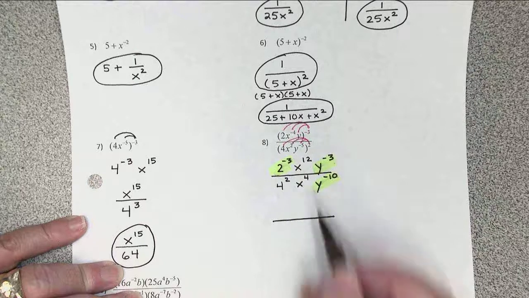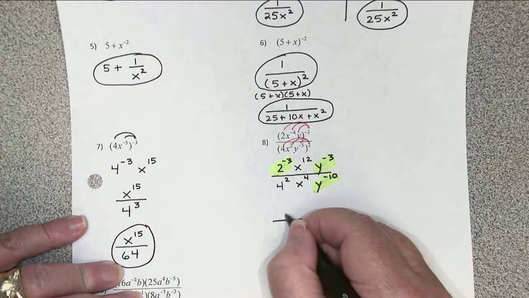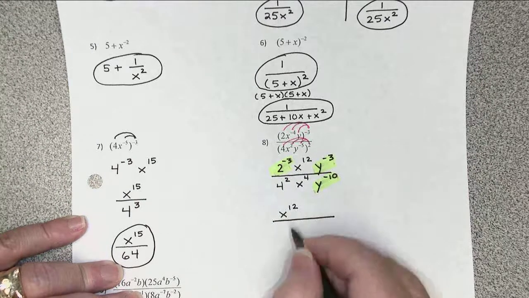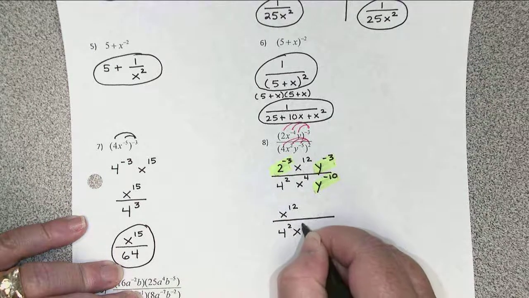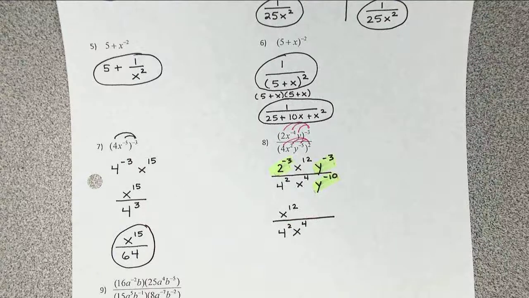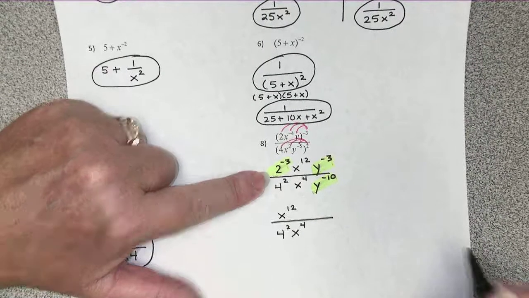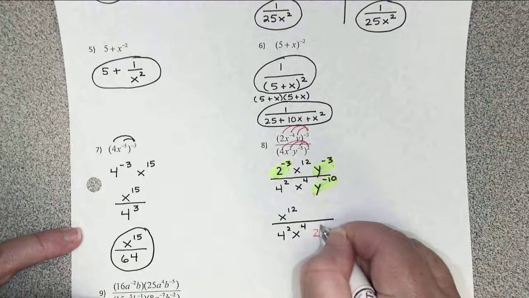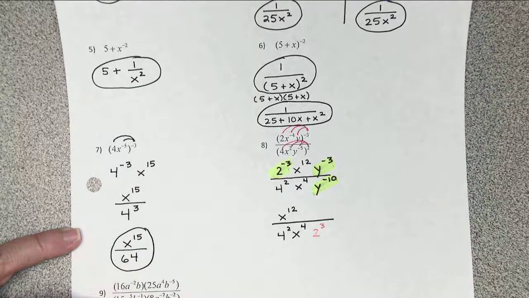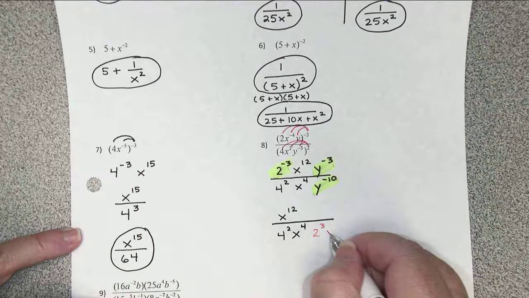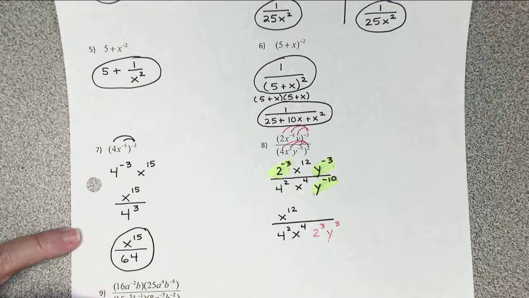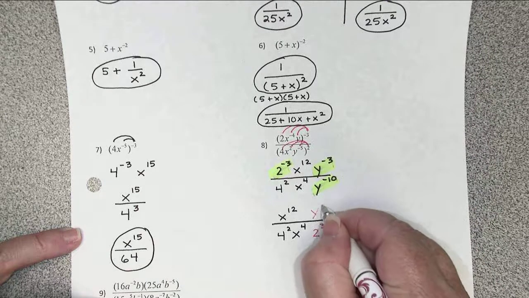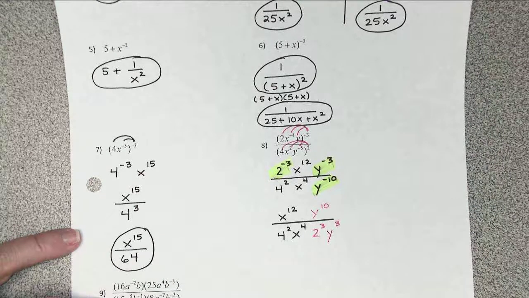For starters, I'm going to say the x to the 12th can stay right where it's at. So can the 4 squared and the x to the 4th. Those are not moving. All right. That 2 to the negative third, I'll move that to the bottom. Make it 2 to the third. And again, y to the negative third, let's move that to the bottom and make it y to the third. Y to the negative 10th from the denominator gets moved to the top and becomes y to the positive 10th.